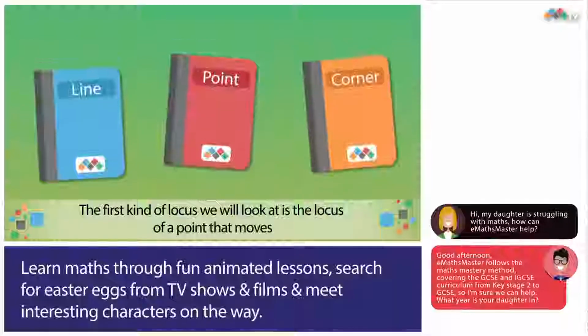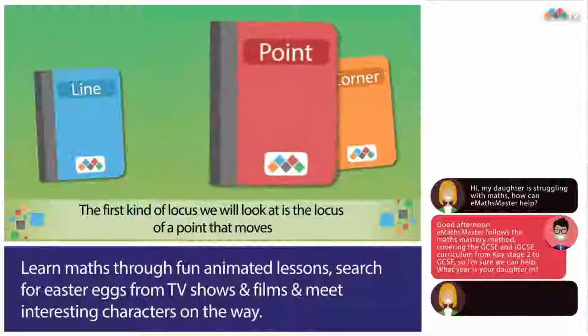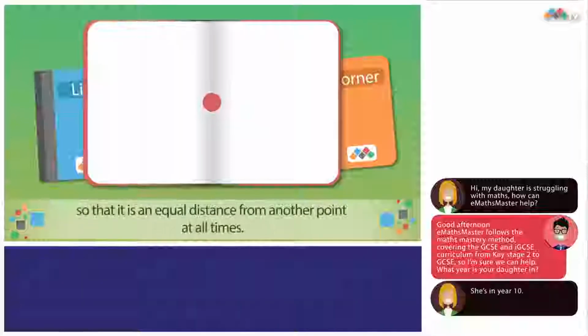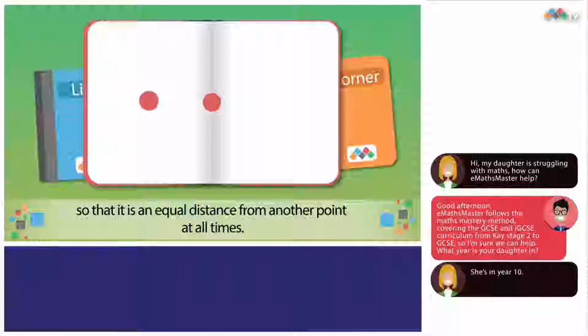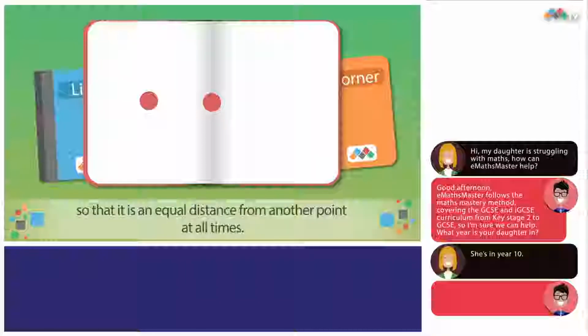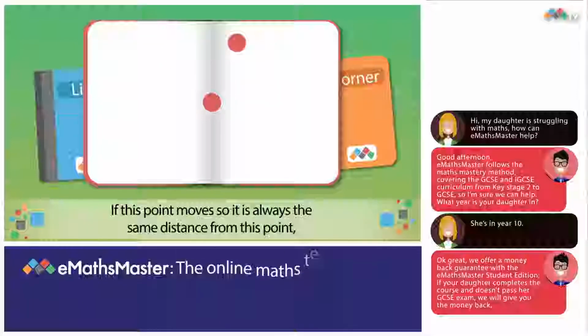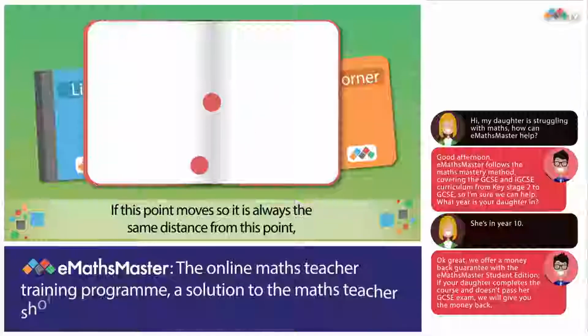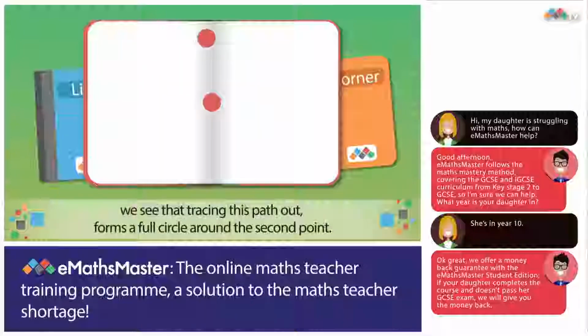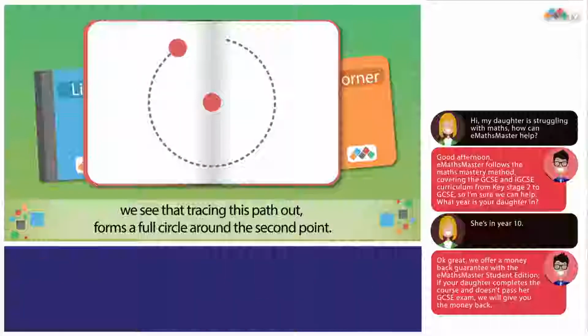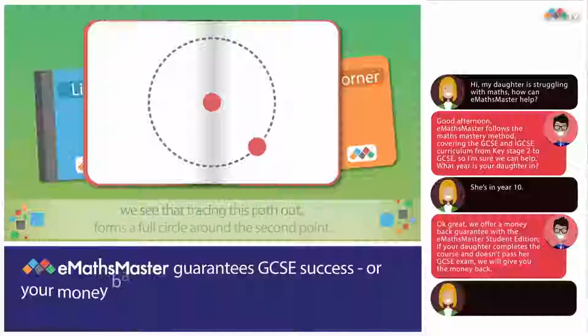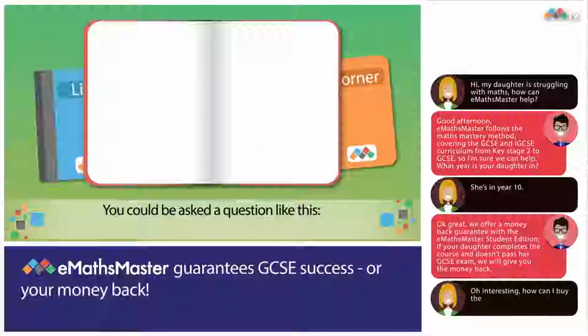The first kind of locus we will look at is the locus of a point that moves so that it is an equal distance from another point at all times. If this point moves so it is always the same distance from this point, we see that tracing this path out forms a full circle around the second point. You could be asked a question like this.